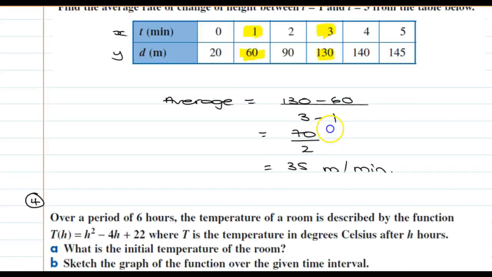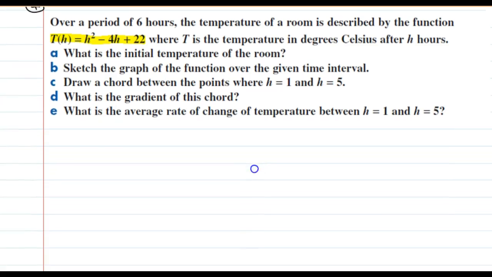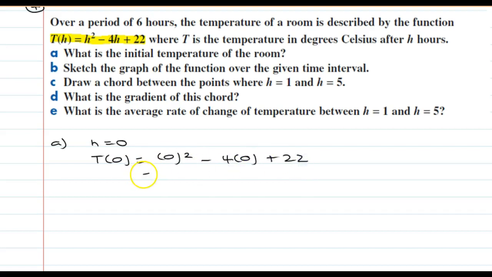Okay. All right, and finally, example number 4. Over a period of 6 hours, the temperature of a room is described by the function here highlighted, where T is the temperature in degrees Celsius after h hours. So first, we want to find the initial temperature. In order to do this, we're trying to find the temperature when number of hours is 0, so when h equals 0. So I'll do that first. Sub that into the formula. T equals 0 minus 4 times 0 plus the 22 equals 22 Celsius.